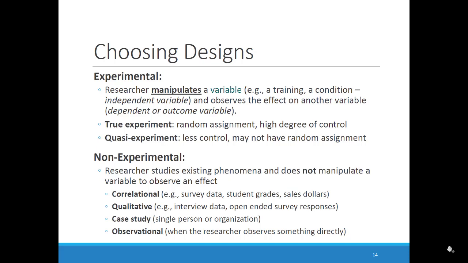Observational studies are when the researcher goes in and observes or perceives something directly. An example of an observational study would be if a researcher goes into a factory and watches workers working in that factory, and maybe they want to understand the safety climate of the factory. So rather than asking them questions about the safety climate like you would in a correlational study using survey data, you could actually just observe what they're doing in the organization.